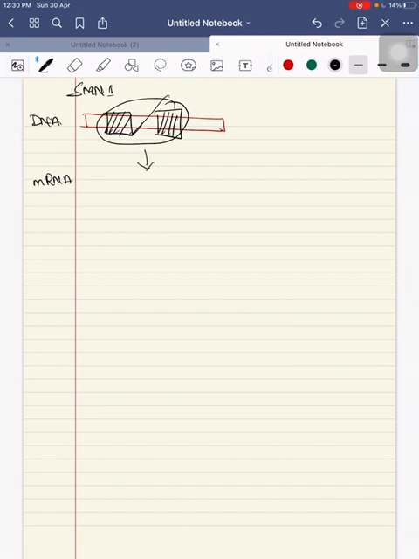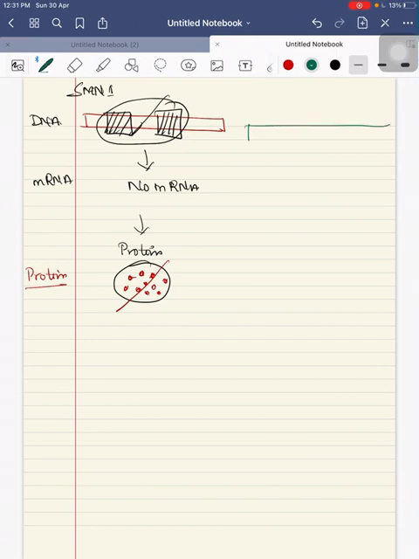So this is the SMN1 gene DNA. When this is mutated or completely absent, there will be no mRNA transcription and there is no protein. There is no full length protein here. Everything is being degraded. Okay.